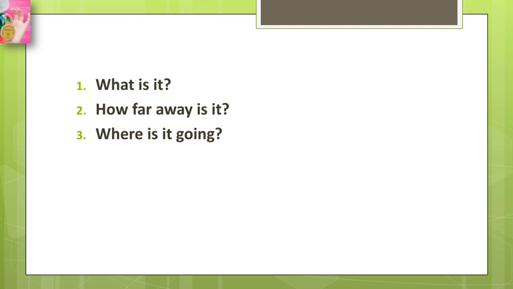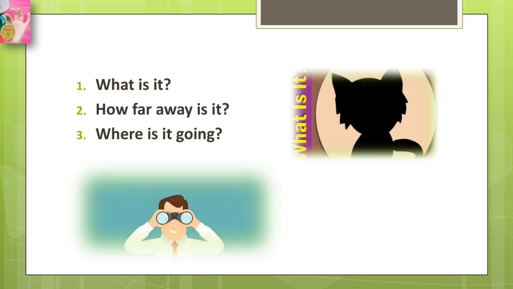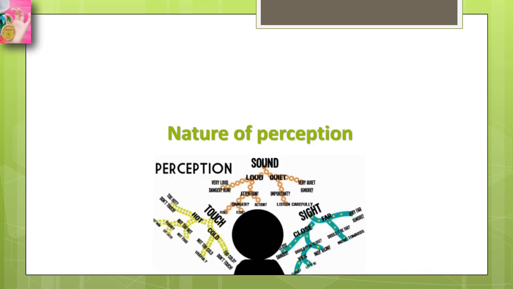So thus our perceptual processes must help us to organize our sensations to answer three basic important questions. What is it, and how far is it, and where is it going? So this is what we will be discussing in our video and in this chapter on perception. So let's start with the nature of perception.